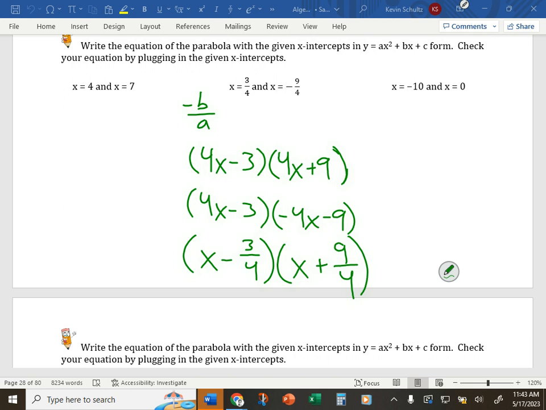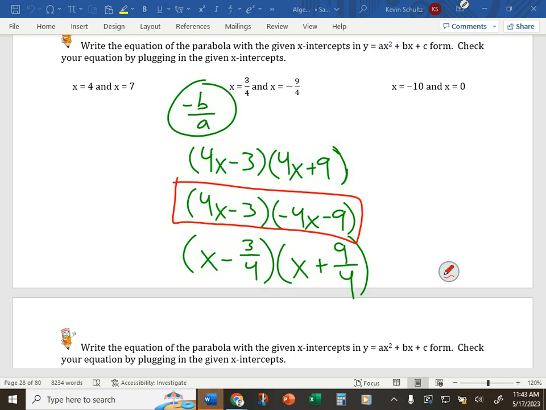But you do still have to multiply the 3/4 and 9/4 in the FOIL or box. That process is the same. So if you like fractions, this might be easier to go with. If you don't like fractions, this is easier to go with here. Focus on that negative b over a. And this middle one is an alternative to the first one. But I would just stick with what makes the most sense. Okay, Nick?